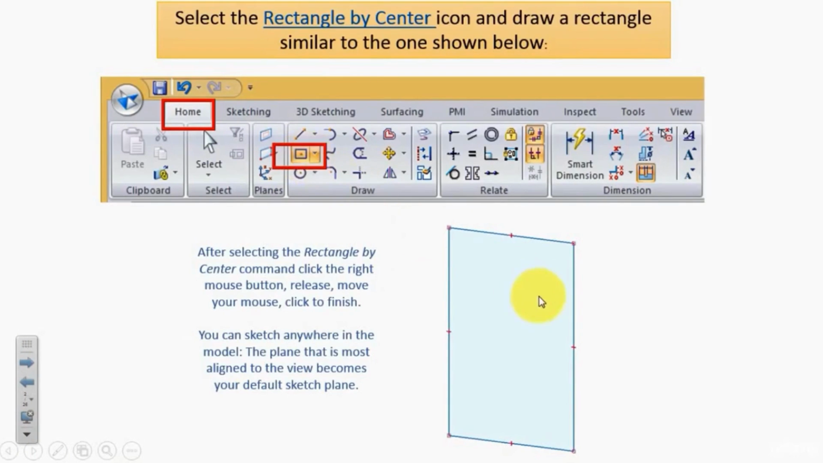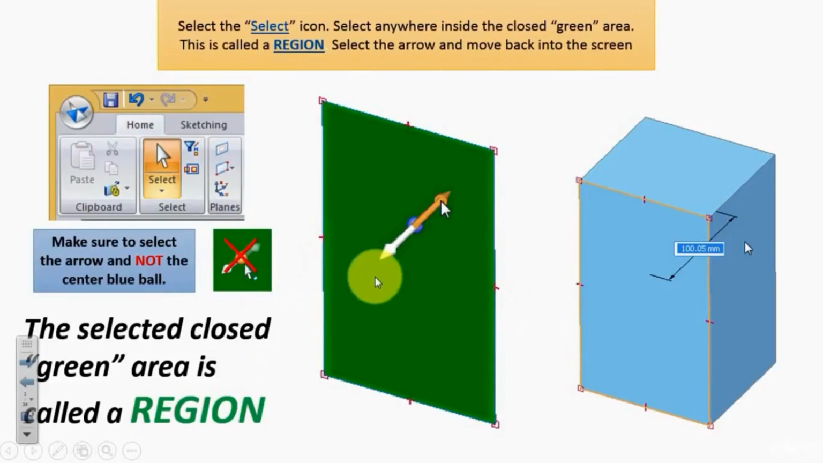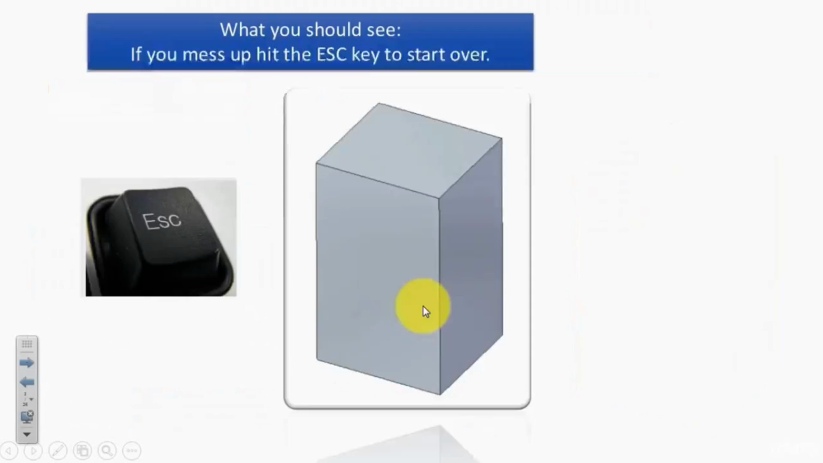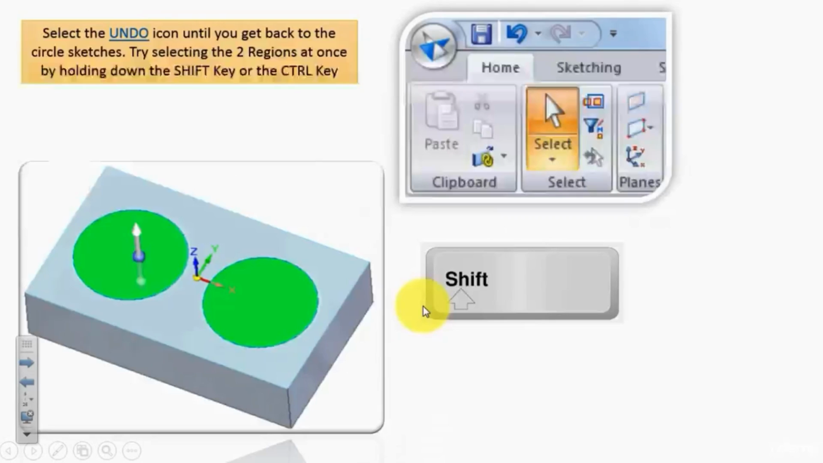So we can also do that to create shapes, and then we just extrude, and the way we extrude these back to a solid is pick anywhere in this what's called a region. And again, don't pick on the ball, we just want to pick on the arrow. If you mess up, hit the escape key, and then that'll get you out of whatever command you're in. So then you can start again. Remember the undo button right here.